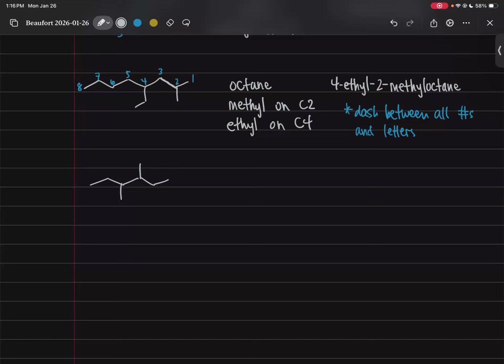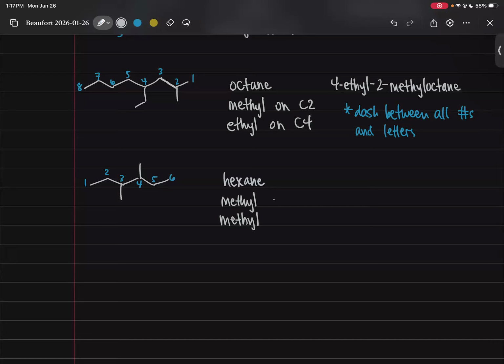Okay, our parent chain for this is 6. So it's a hexane. We have 2 substituents that are the same, right? We have 2 methyl groups. So that's okay. We have a way to handle that. And like our example from a little bit previously, the numbering here doesn't matter because if you go from both ends, you'll have one of the groups on carbon 3 and one of the groups on carbon 4.